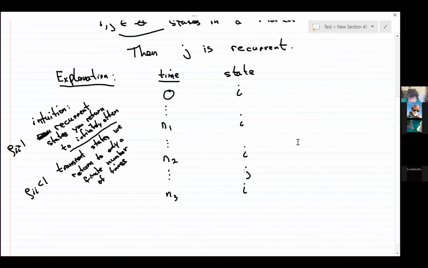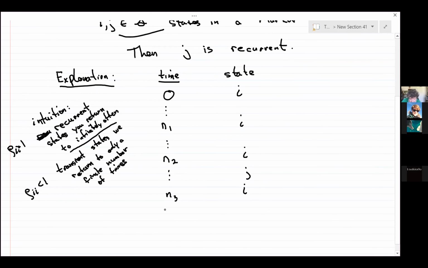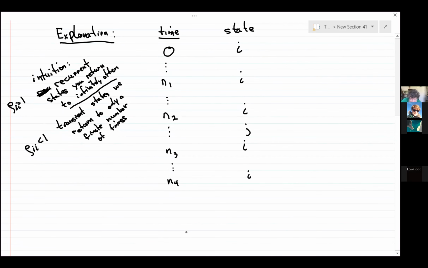But then what happens? So you're at J somewhere between 2 visits to I. But once you're at I, the times keep coming. What do we know? There's another time when you'll return to I. Call it N4. There's another time later on when you'll get back to I again. And what I'm saying is everything basically restarts here at this I.